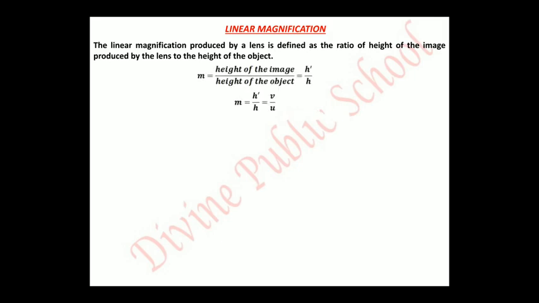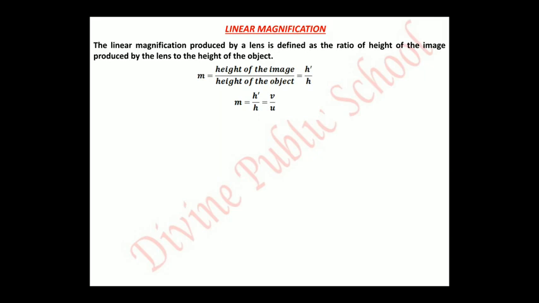So m is equal to height of the image upon height of the object, which is equal to h' upon h. Just a moment before, I have told you, please remember the equation that h' upon h is equal to v upon u. So m can also be written as v upon u. So we have a formula here, and that formula is m is equal to h' upon h, which is equal to v upon u. So this is the magnification in terms of image distance and object distance.